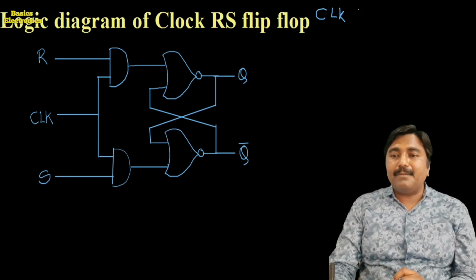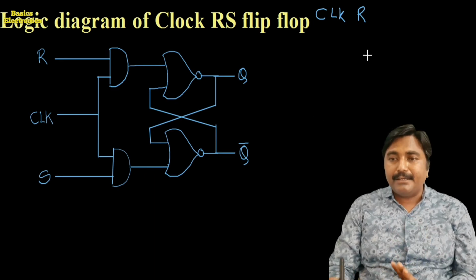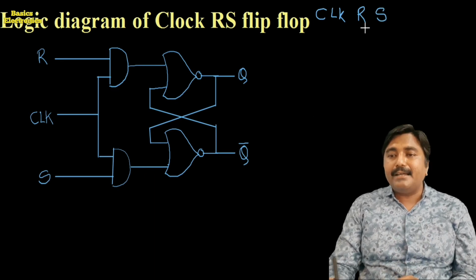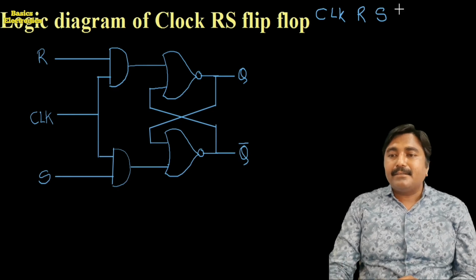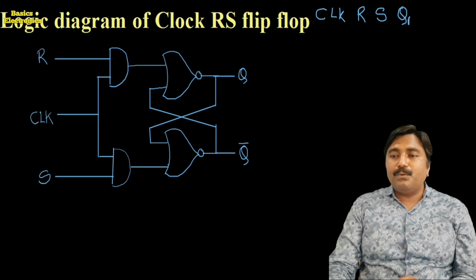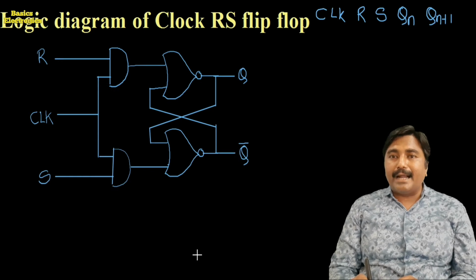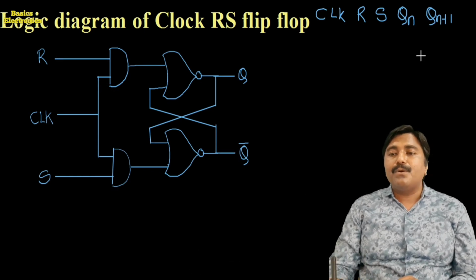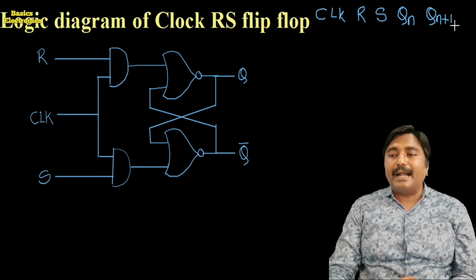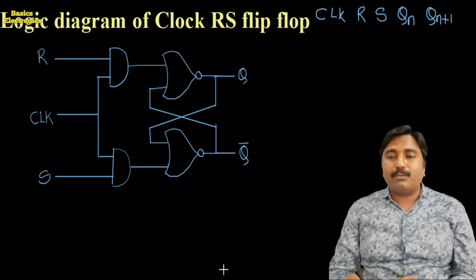Then the second input is the R input. We can write down here the S input also. Then the third input is the S input. Then the two output conditions we consider: the first one is Qn and the second one is Qn plus 1. And here there is a state of the flip-flop, the condition of the flip-flop.